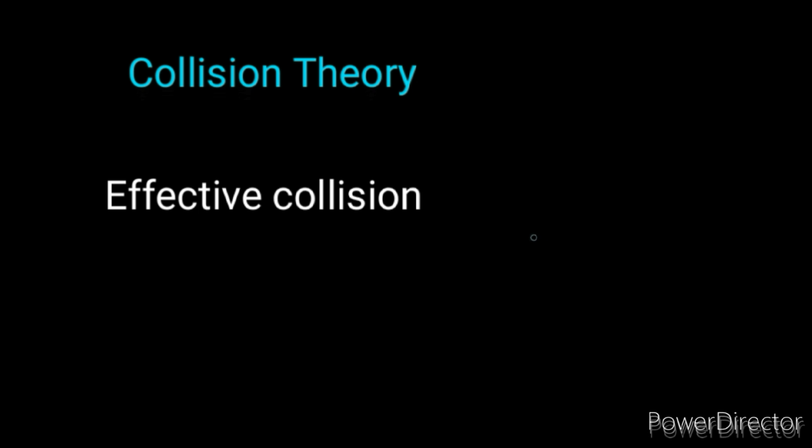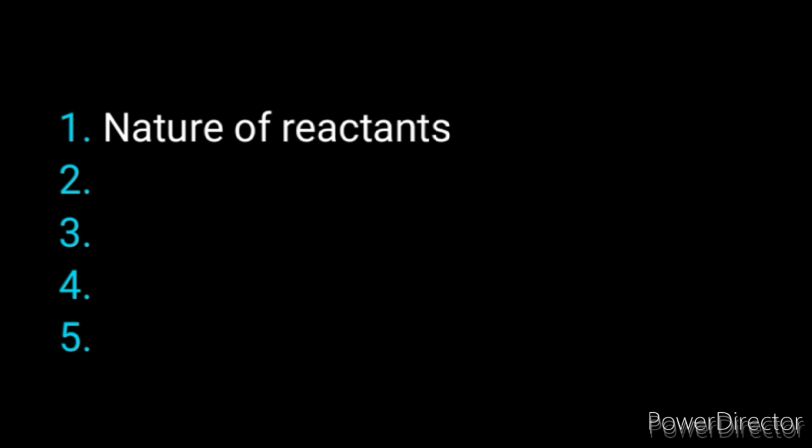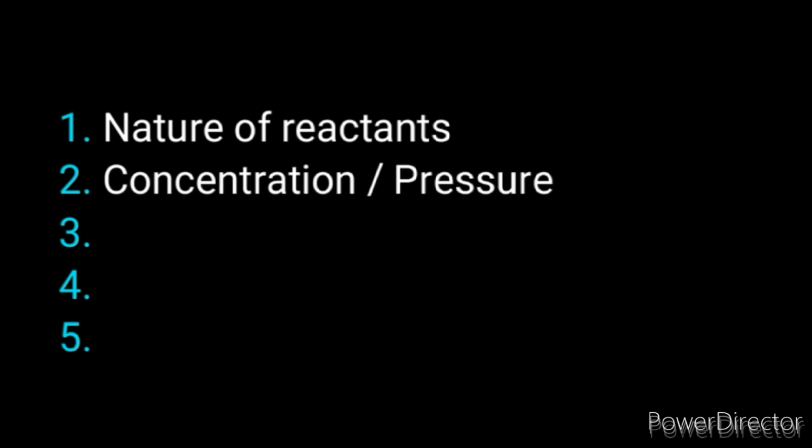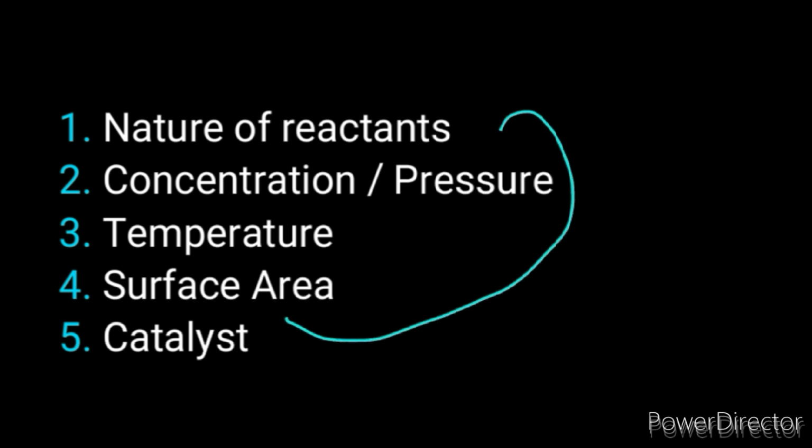Reactions are taking place. So think of rate of reaction as how fast reactions are taking place. There are 5 ways to increase the rate of reaction. Number one is the nature of reactants. Number two is to increase the concentration or pressure. Number 3 is to increase the temperature. Number 4 is to increase the surface area. Number 5 is to add a positive catalyst. So this must be known. Let me explain each of these.